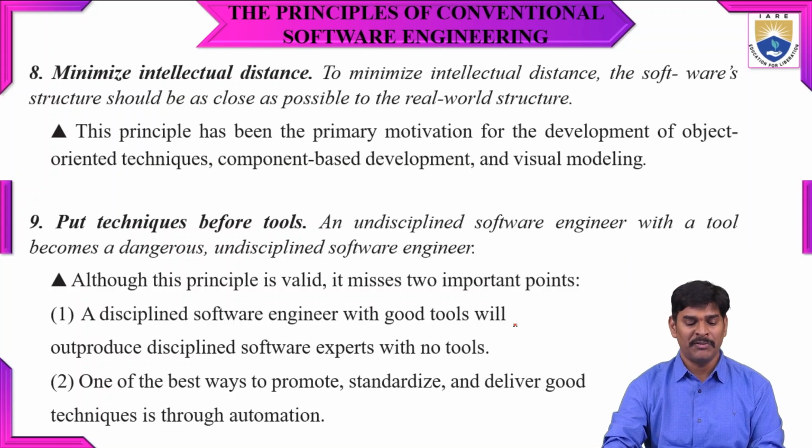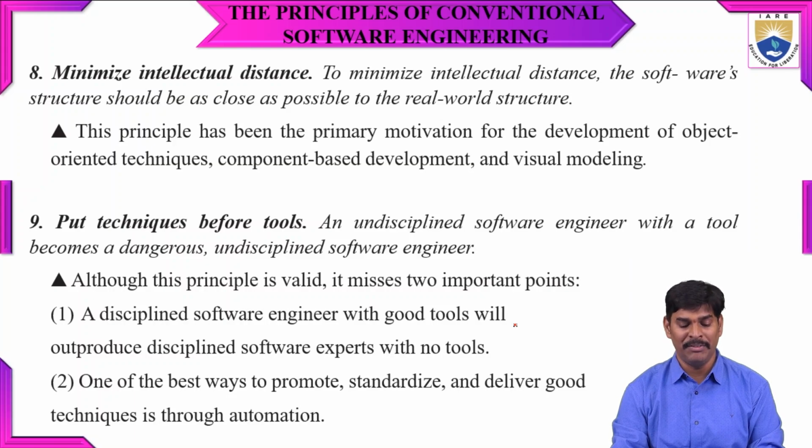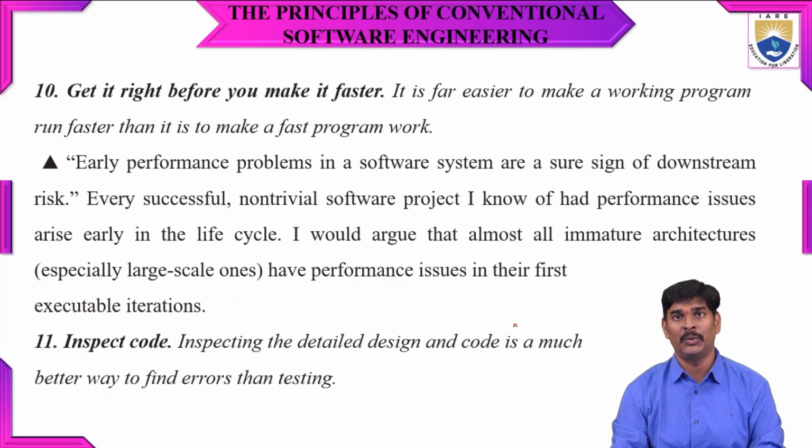And one more: one of the best ways to promote is to standardize and deliver good techniques through automation. We have seen that automation is a very effective way, providing efficiency and giving more quality to the software as well as the product. So these are the main two points for using the techniques before the tools. Good people with good resources can use them very effectively, and undisciplined software engineering cannot utilize the tools in a proper manner here.